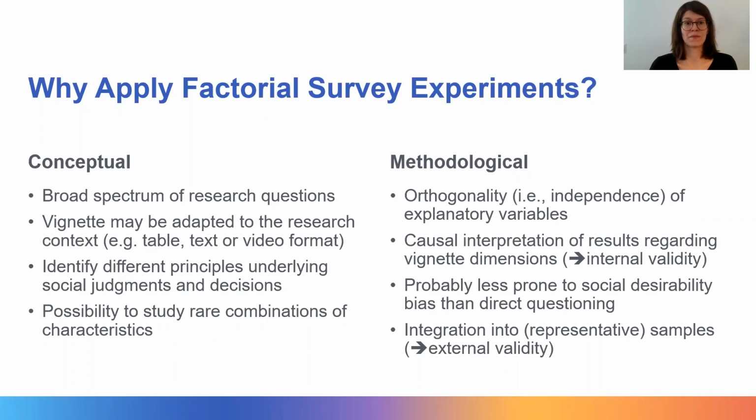the outcome of interest. Moreover, since multiple attributes are varied simultaneously, factorial surveys are probably less prone to social desirability bias than direct questioning, because it is more difficult for respondents to detect the researcher's intentions. Finally, factorial surveys can easily be implemented in large and representative samples, which increases the external validity of results. Note, however, that with experimental data, representative samples are not necessary to produce results with high internal validity. Causal relationships can still be established in convenience samples.